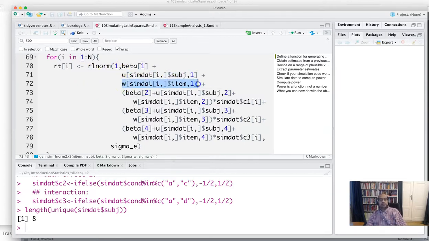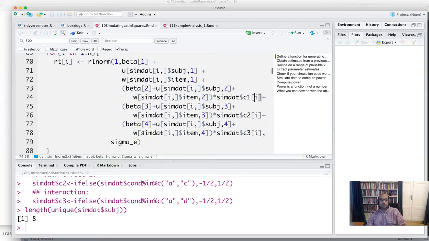Similarly, I put this intercept adjustment for items here, and then comes the first main effect factor, right? And then I take the second column of the U matrix that contains the adjustment to that slope, right? And I do the same thing with the items. The second column of the W matrix will give me the slope adjustment by items, and then I'm multiplying by the first factor that appears in the ith row of the data frame, and so on, right? For the other factors, it's the same old story.